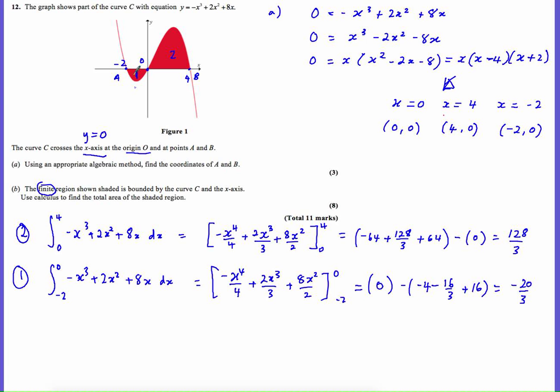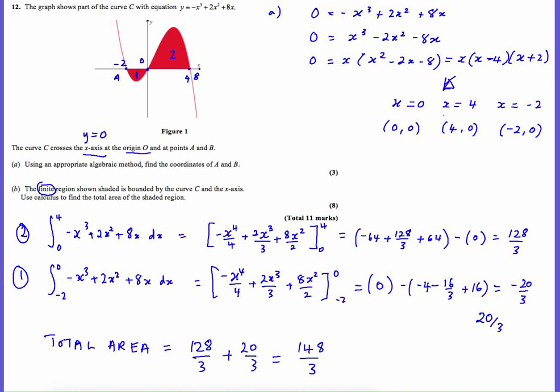That agrees, because I said that this bit was going to be negative, so we know that bit's area is 20 over 3. If you just added those values together without looking at that sign, you would have mucked it up. My total area is 128 over 3 plus the 20 over 3, which is 148 over 3, or 49 and a third, whatever you want to put.